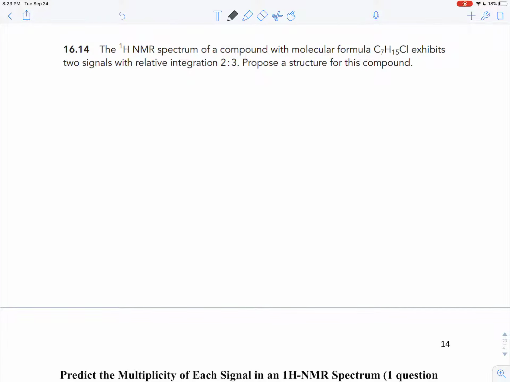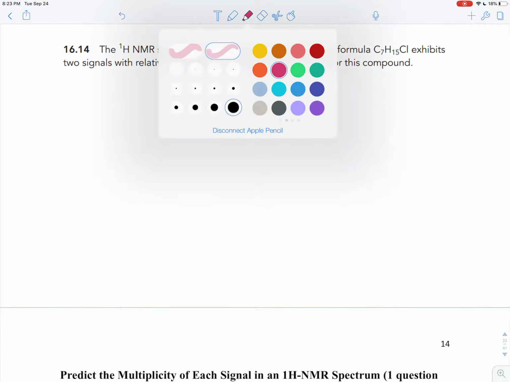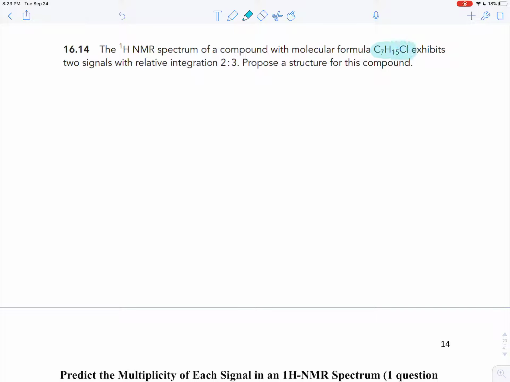Exercise 1614 says the H1 NMR spectrum, or the proton NMR spectrum, of a compound with a molecular formula of C7H15Cl exhibits two signals with a relative integration of 2 to 3. Propose a structure for the compound. Now, the relative integration, those are the relative number of hydrogens in each signal.